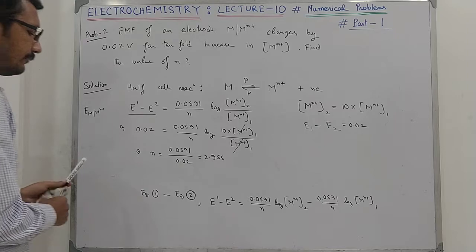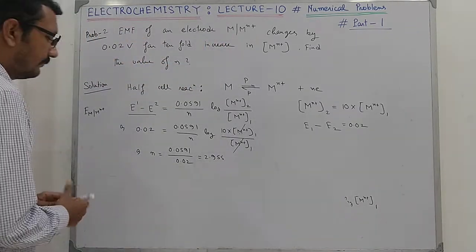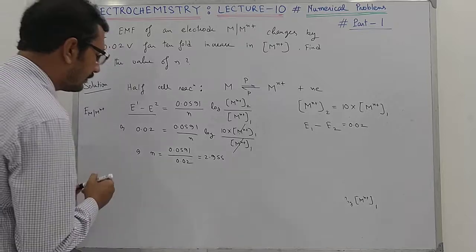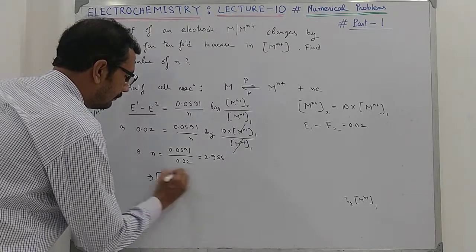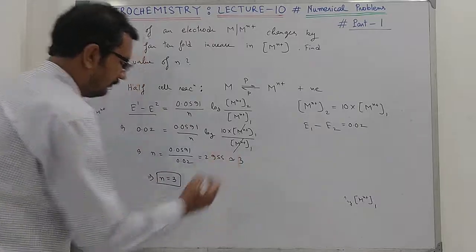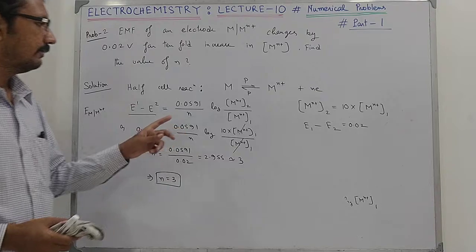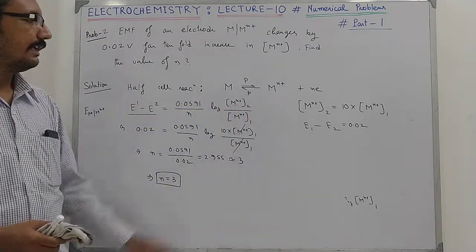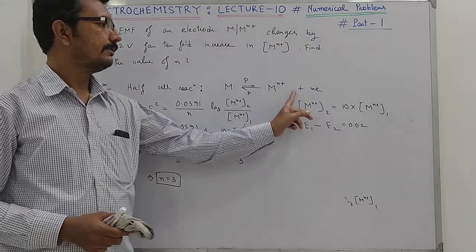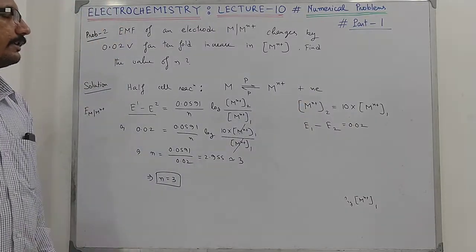Now this indicates the electron transfer. The number of electrons cannot be a fraction, so it implies n equals 3. It is given to find the value of n. So it is a trivalent metal. M is getting converted to M3+, releasing 3 electrons. This is the answer.